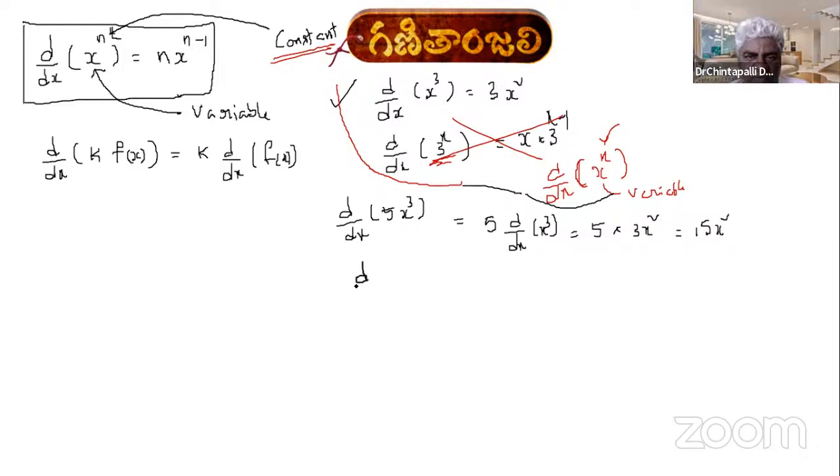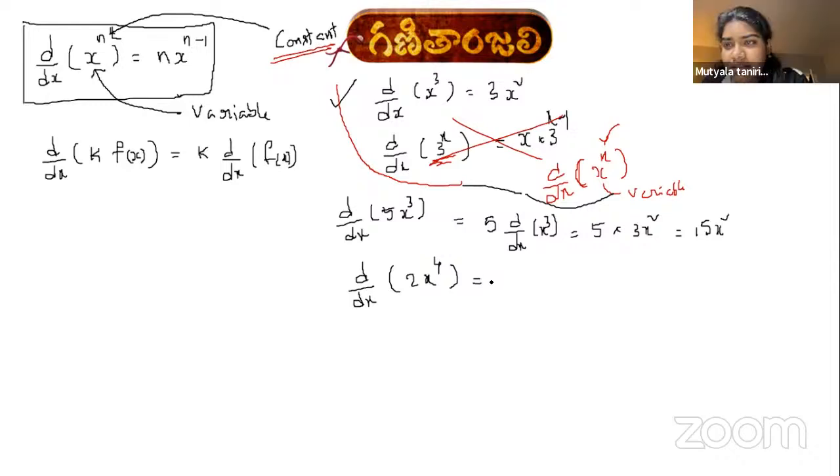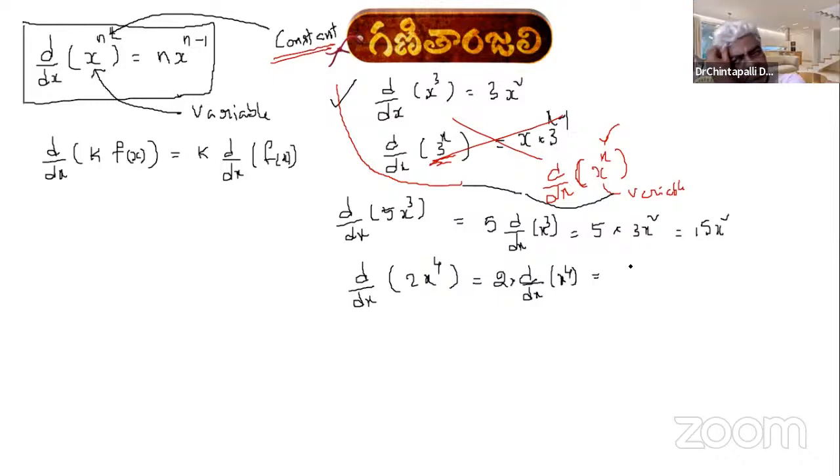Next. Derivative of 2x power 4. 2 times d by dx of x to the power 4. Very good. Equal to 2 times 4 times x cube.